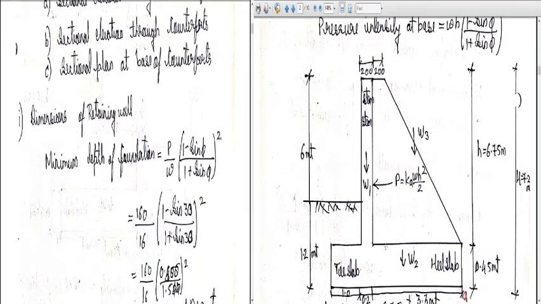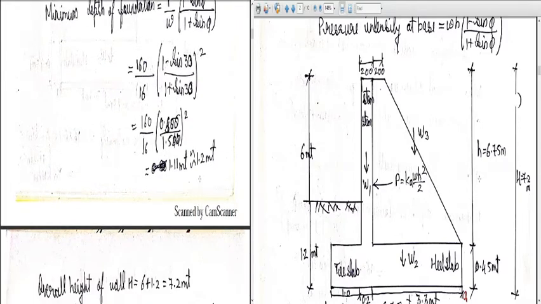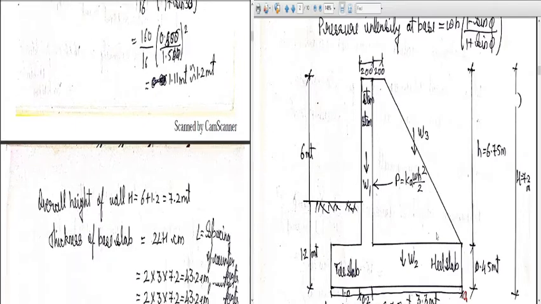So initially we started with the dimensioning of the retaining wall. We calculated the minimum depth by using this formula, P divided by W, (1 minus sin phi divided by 1 plus sin phi) the whole square. Substituting, we came to a rounded off value of 1.2 meter. Then overall height of the wall is 6 plus 1.2 meter, where 6 is the height of the wall above the ground level, so foundation plus this works out to be 7.2 meter.